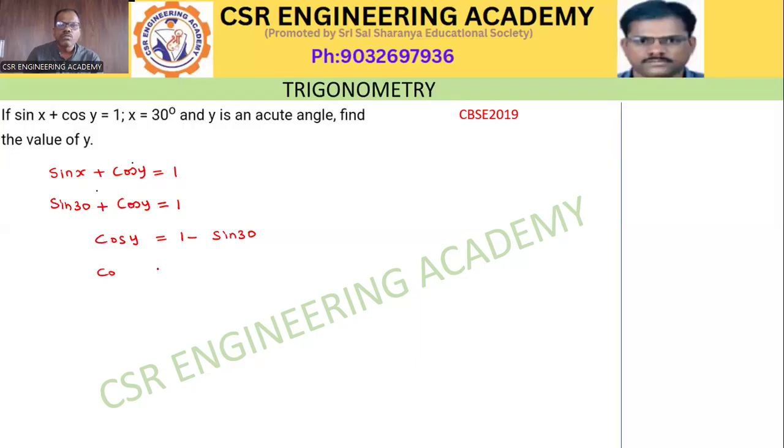Cos y is equal to 1 minus sin 30 degrees, and sin 30 degrees is equal to 1 by 2. So cos y is equal to 1 minus 1 by 2, that is 1 by 2. Cos y is equal to cos 60 degrees, since cos 60 degrees is equal to 1 by 2. So therefore, y is equal to 60 degrees, which is an acute angle, that is less than 90 degrees.